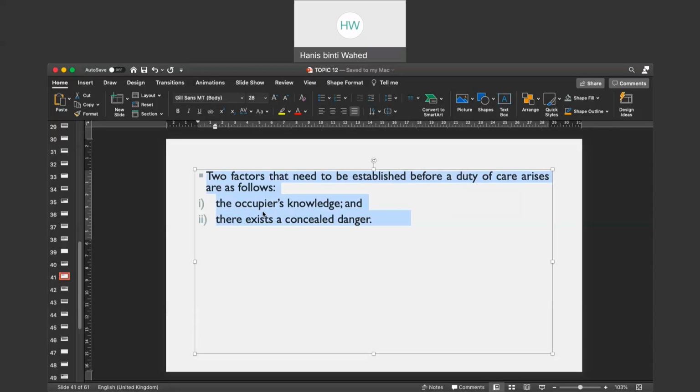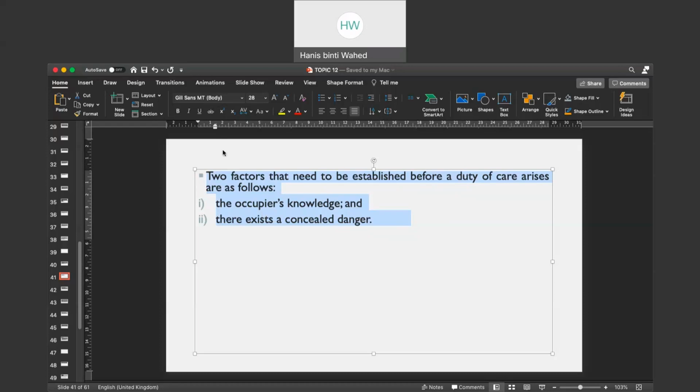And then the second one, the existence of a concealed danger ataupun trap ataupun something hidden, yeah. So the licensee just has to prove that the danger is unknown to him, and why is it unknown? Because it is something concealed. It is concealed and could not be expected to happen. And he needs to prove that the occupier failed untuk warn the existence of the danger.